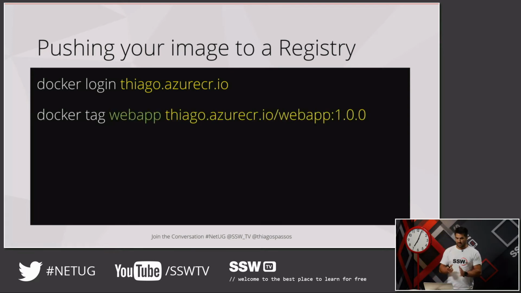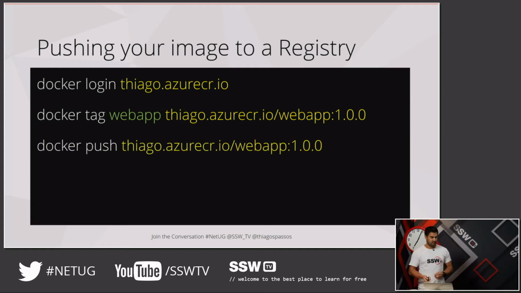I tag the image that I have, the image web app. So I prefix it with the URL of my registry and suffix it with the version number. And then after that, that's it. That's all you have to do. And then you push the image to your registry. Then it's available, so you can pick it up from anywhere else to deploy your image.